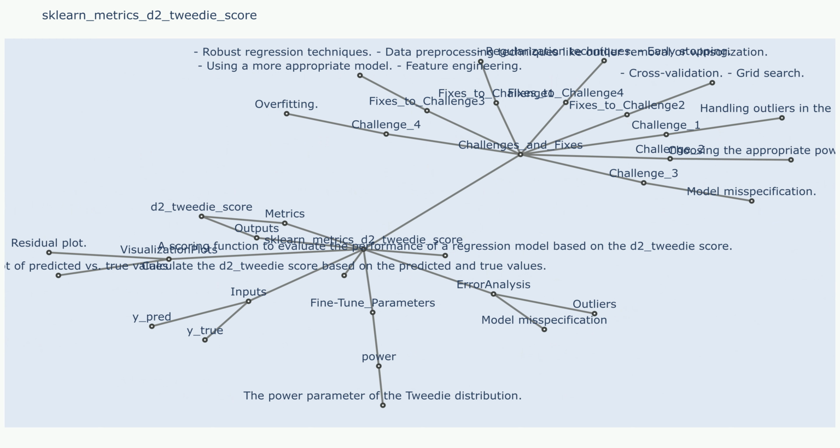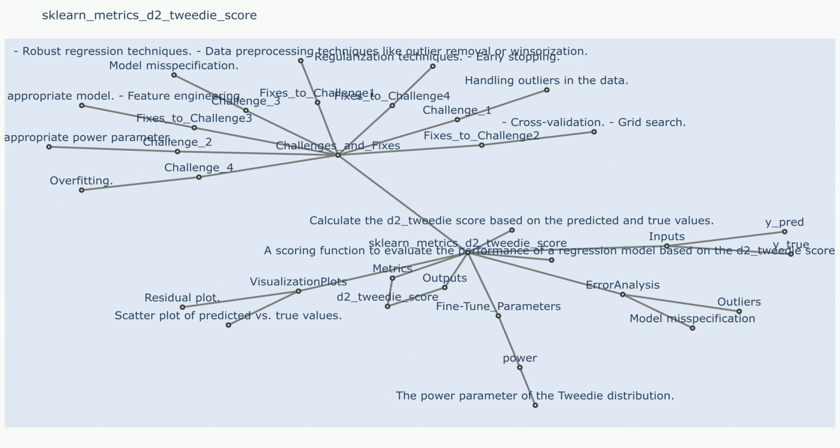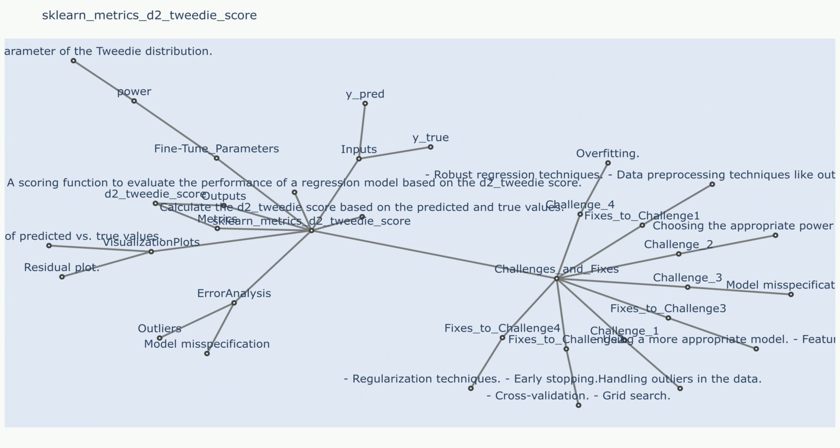Visualization plots: scatter plot of predicted vs. actual values with a line representing perfect prediction. Residual plots to identify patterns in prediction errors. Distribution plots of predicted and actual values to compare their shapes.